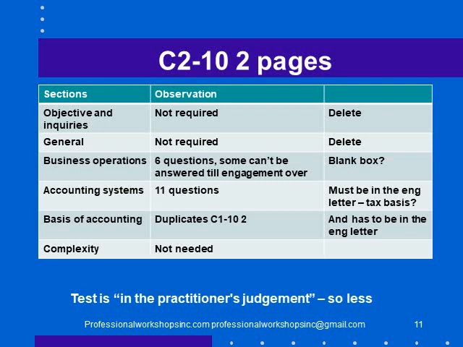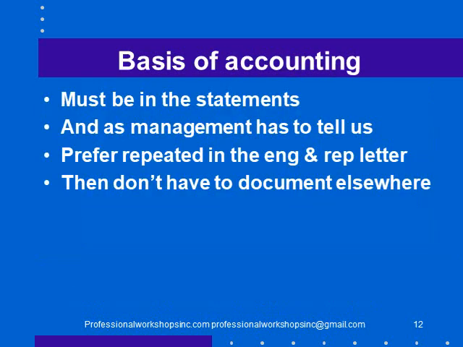Basis of accounting, that duplicates C110-2. That has to be in the engagement letter, so we're doing it. And prepared by and areas of complexity, I think that's too much. If there are areas of complexity, presumably partners and staff are smart enough to figure that out. So the test is in the practitioner judgment, and I think we can skinny this page, this form down so it's shorter and can be filled out more quickly.